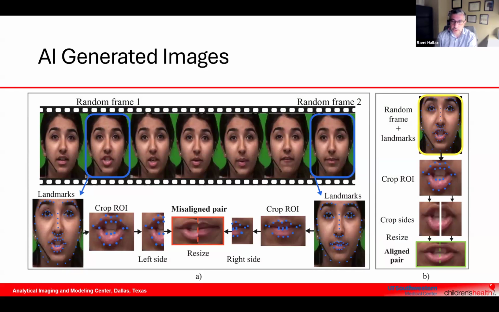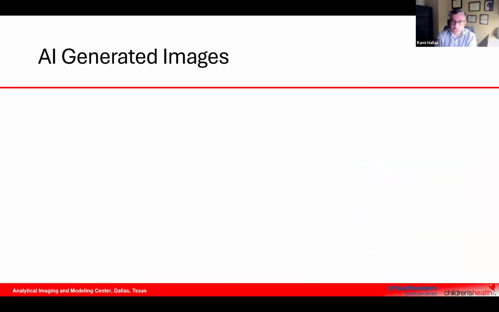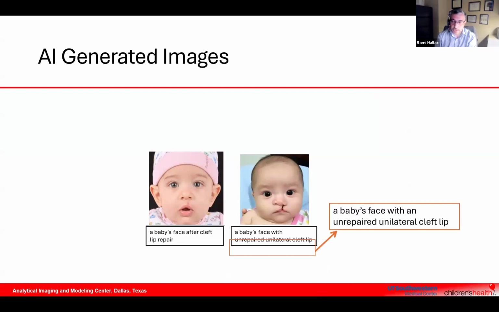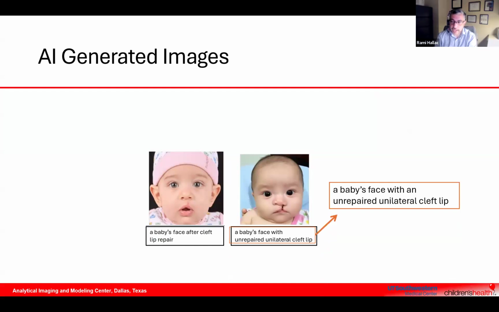To address this issue, we are now developing new AI tools that can generate realistic synthetic images of patients with cleft lip, like the examples you see here. These are not images of real patients, but images generated by AI. By giving the computer a written prompt, for example, a baby's face with an unrepaired unilateral cleft lip, or a baby's face with repaired unilateral cleft lip, we can create highly detailed, realistic images. As we keep developing this tool, we will be able to train future models on much better data.